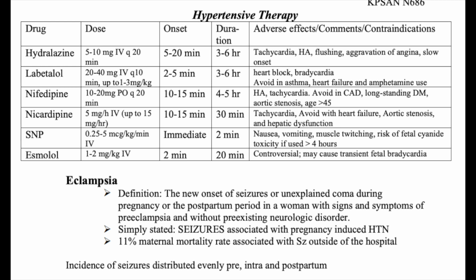So we've talked a lot about the management of preeclampsia, but what are we actually managing or working towards? Well, not only are we working to, of course, decrease morbidity and mortality until we can actually deliver the fetal placental unit, but we are also working to prevent eclampsia. And eclampsia is simply defined as the new onset of seizures or unexplained coma during pregnancy or in the postpartum period in a woman with signs and symptoms of preeclampsia and without any kind of pre-existing neurologic disorder. So simply stated, seizures associated with pregnancy-induced hypertension.